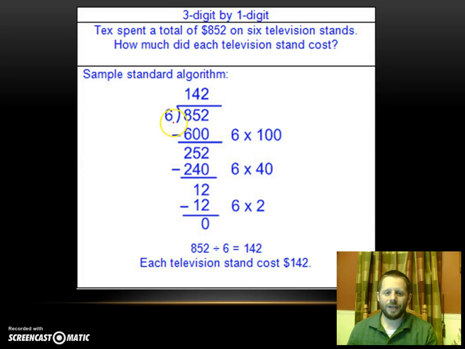So we begin by dividing 6 into 8. We know 6 can only go into 8 one time. So we do 6 times 1 gives us 6. And then we're going to subtract that. Okay, so we're going to subtract the 8 and 6.